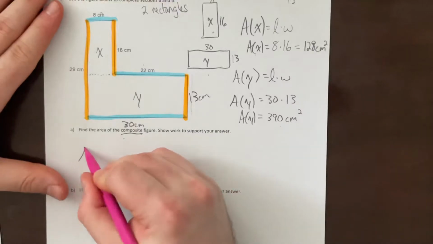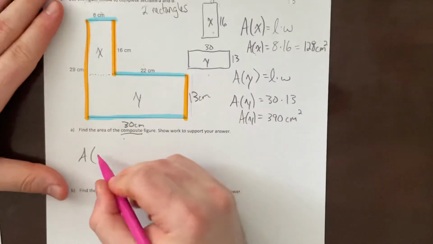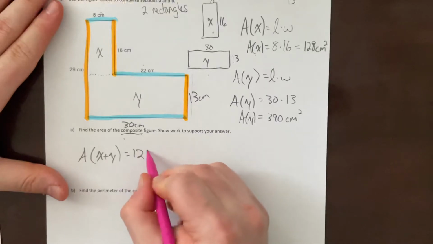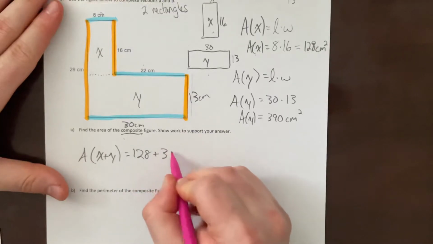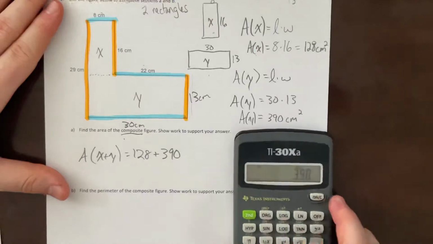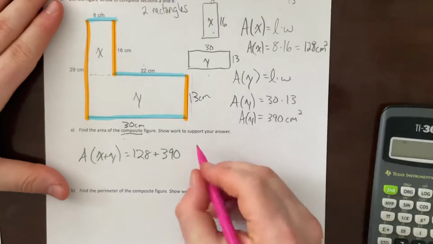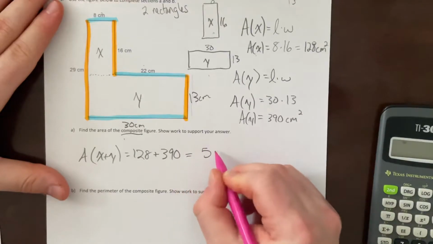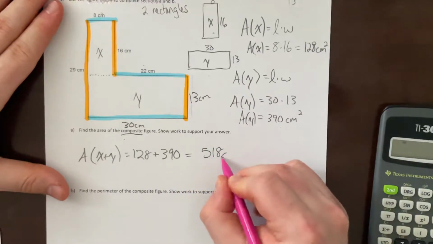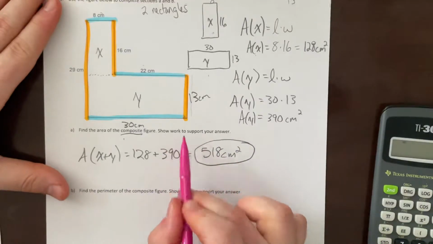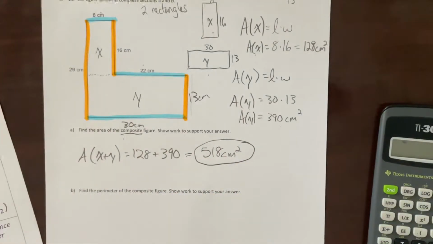So we're going to say the area of this entire shape is going to be x plus y, which is going to be 128 plus that 390. Double check our answer, plus 1.8. So it's going to be 518. So we're going to say it's equal to 518 centimeters squared. Again, always show your work to support your answer. Otherwise, it's kind of embarrassing.